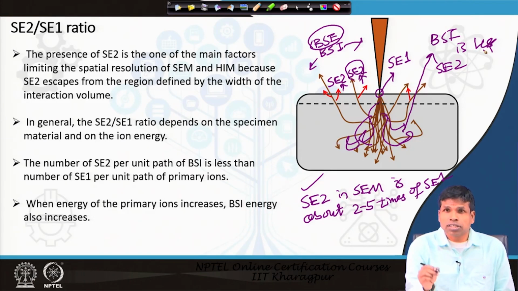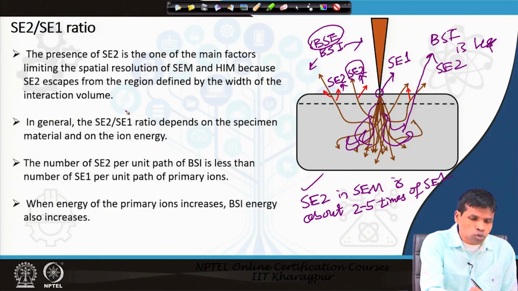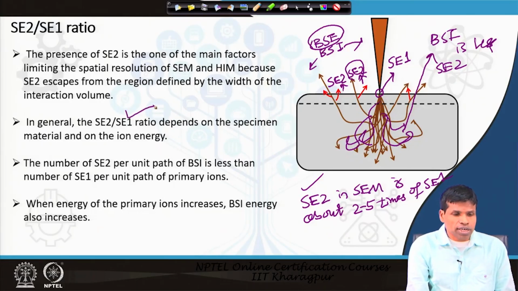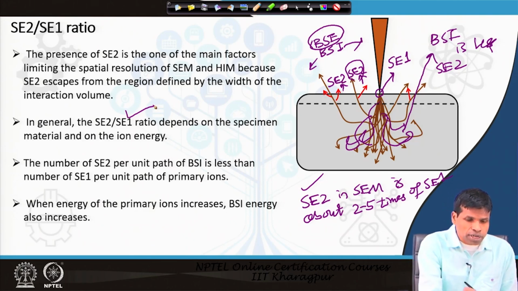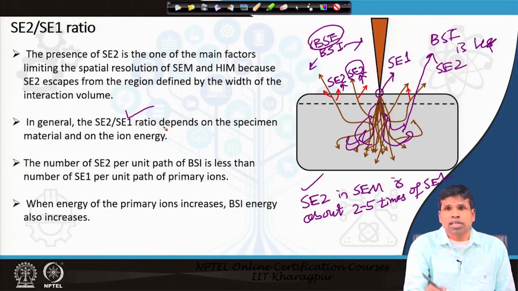We want the signals from the region where our incident electron or ion falls on the specimen, from a region as small as possible. If they are coming from away from the impact point, they degrade the resolution. Moreover, the SC2 to SC1 ratio is certainly much higher in the scanning electron microscope, 2 to 5, compared to the helium ion microscope. Again, the SC2 to SC1 ratio depends on the specimen and also ion energy. If the incident energy is more, then more backscattered electrons and more backscattered ions come out.